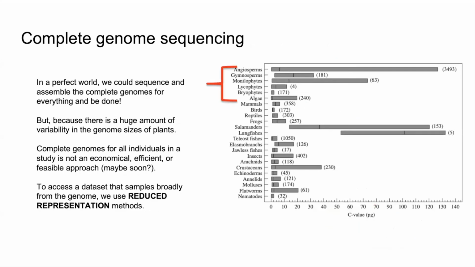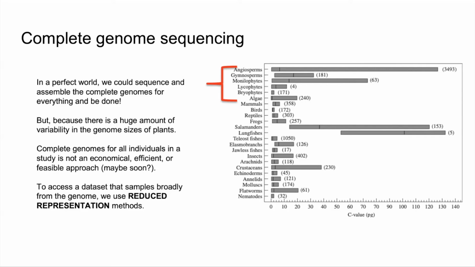In a perfect world, we would want to sequence and assemble complete genomes for everything and just be done with it. And we can use next generation sequencing to help us achieve that goal. However, there's a huge amount of variability in the genome size of plants. And I'm showing that with a red bracket at the top. So especially for angiosperms, we can see that the amount of DNA in cells, or the corresponding genome size, is hugely variable. So complete genomes for all individuals in a study is not yet economical, efficient, or feasible.